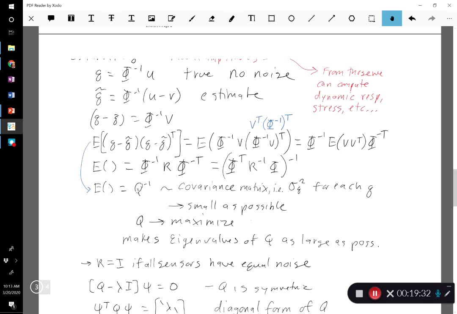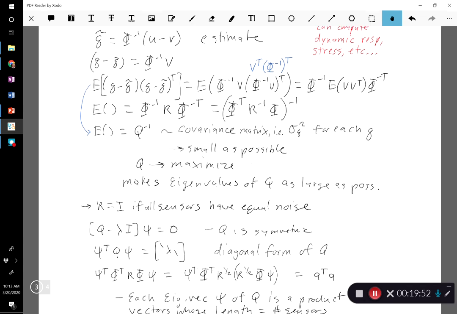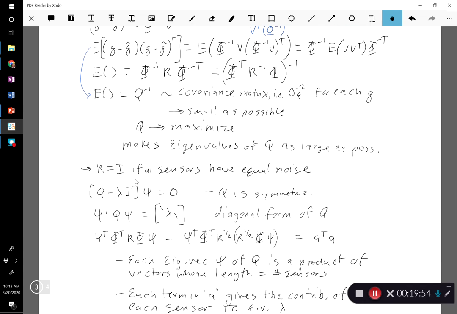So this one matrix captures everything, and all we have to do is try to minimize Q inverse to minimize the noise, or we try to maximize Q, and that will give us the smallest noise possible. So that's the foundation for the effective independence algorithm.